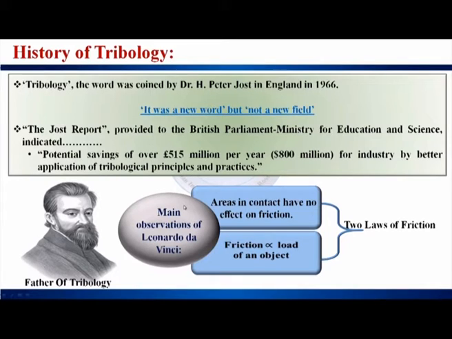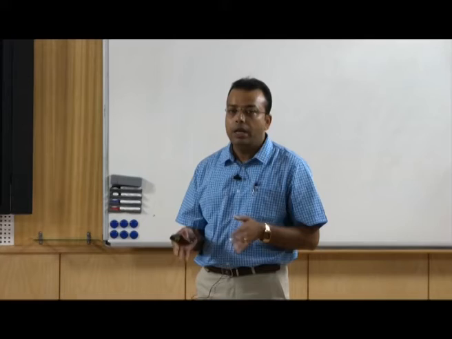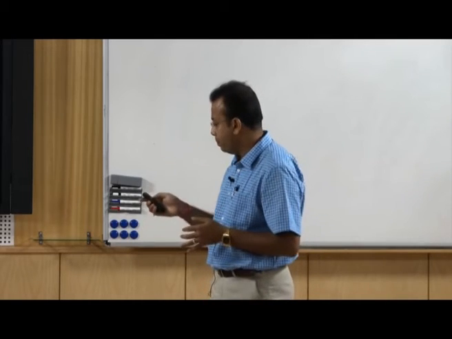Then here you can see the figure of a famous painter, Leonardo da Vinci, but simultaneously he was a very good scientist too. He gave the first 2 laws of friction, which are very important and related to tribology. That is why nowadays we call him the father of tribology. One is that the area in contact has no effect on friction, and the second is that friction is directly proportional to the load of an object. From these laws, the science of tribology is derived.